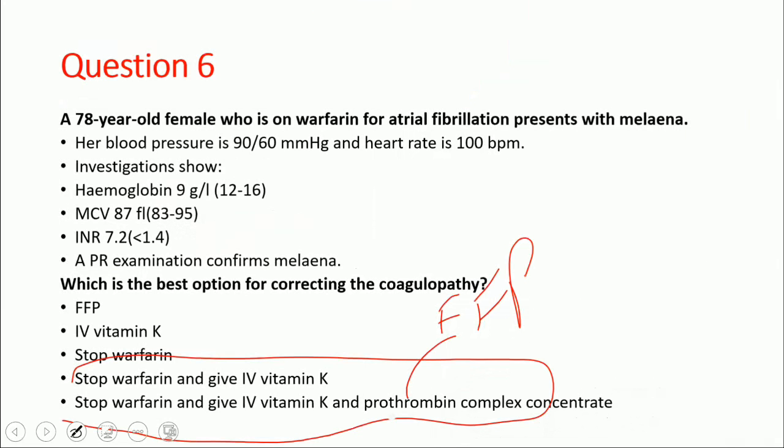FFP is an inferior product compared to prothrombin complex concentrate. Prothrombin complex concentrate is concentrated coagulation factors for the extrinsic pathway, specifically for warfarin reversal. So there is no doubt that you stop the warfarin, give the IV vitamin K and PCC. FFP is an inferior product.